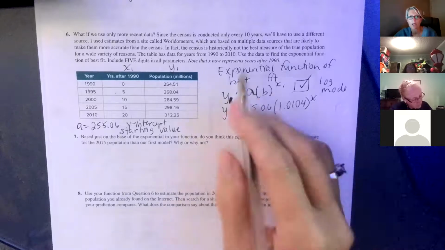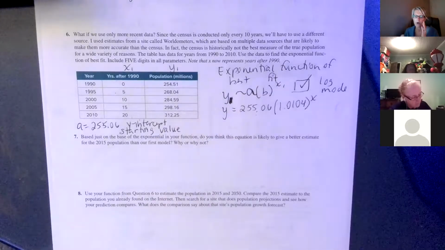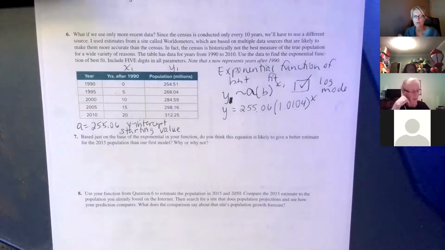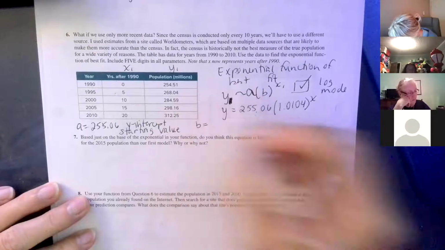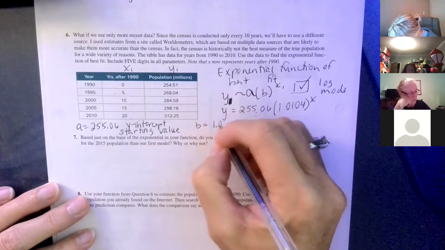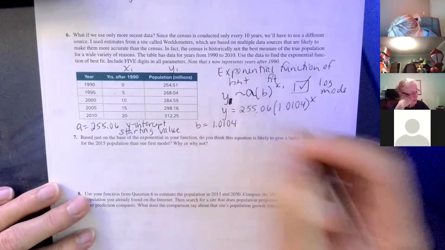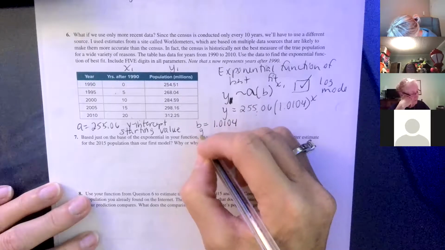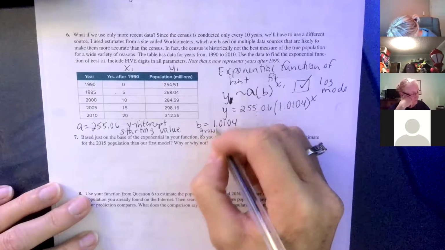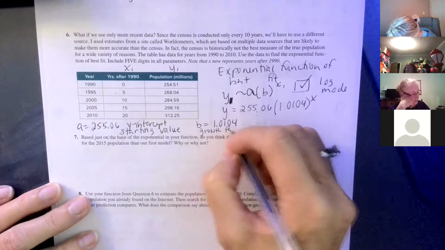Because it wants parameters. Parameters for an exponential function are A and B. A is your y-intercept, B is your growth factor. So B is 1.0104. That's our growth factor.